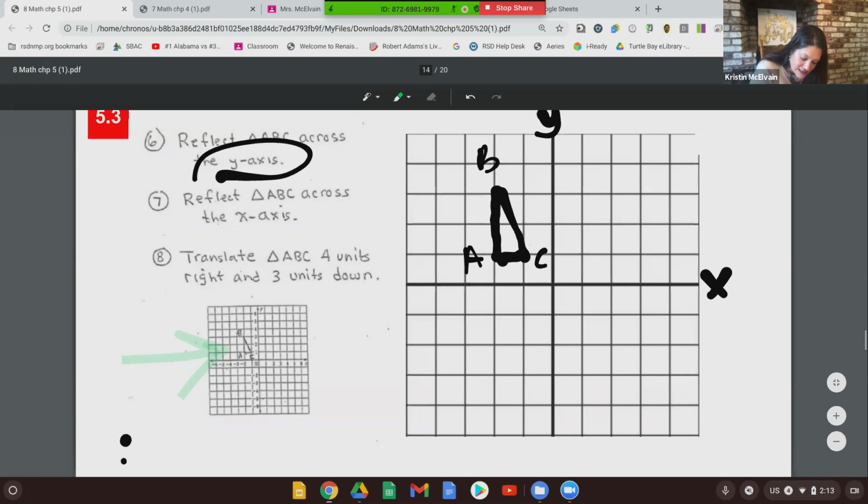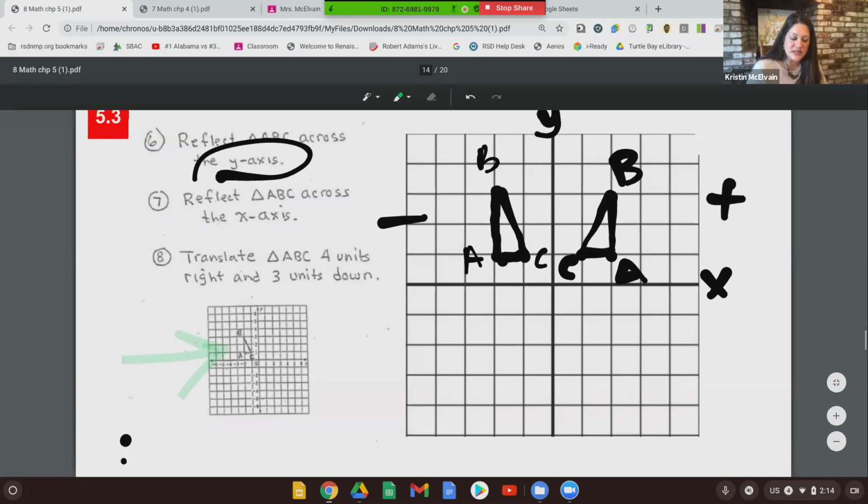So we're going to reflect it. It's just like that y-axis is a mirror. Okay, so across the mirror, this one here is going to be C. This one will be A. And this one here is going to be B. Okay, so they should look like a mirror image. All right, and really what that's doing with the coordinates is it's moving the x value from negative to positive.